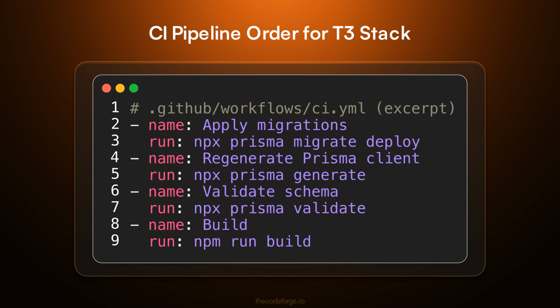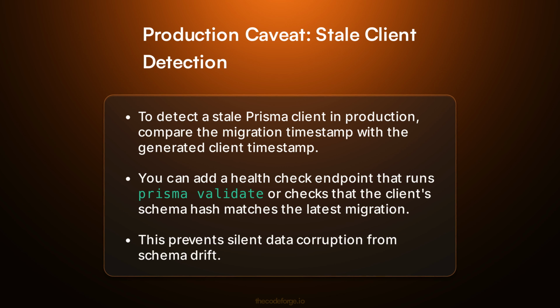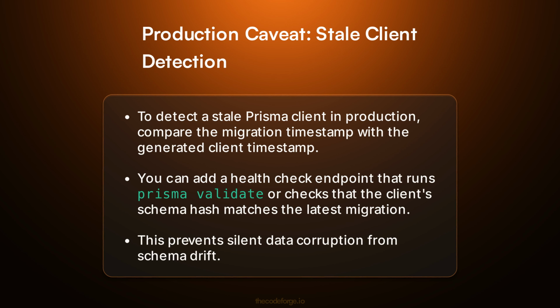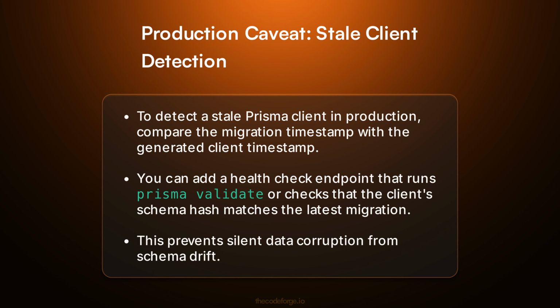Add Prisma validate before build to catch schema drift. To detect a stale Prisma client in production, compare the migration timestamp with the generated client timestamp. You can add a health check endpoint that runs Prisma validate or checks that the client schema hash matches the latest migration. This prevents silent data corruption from schema drift.